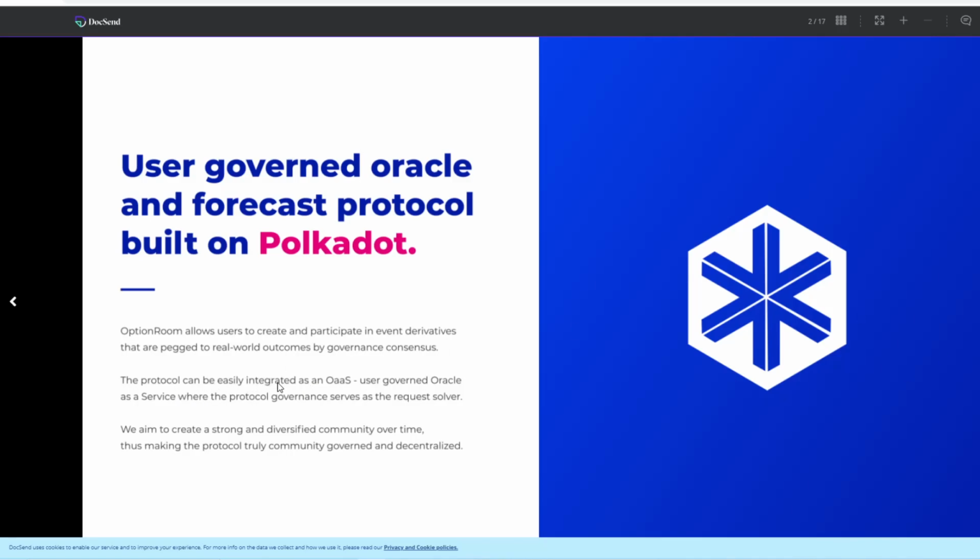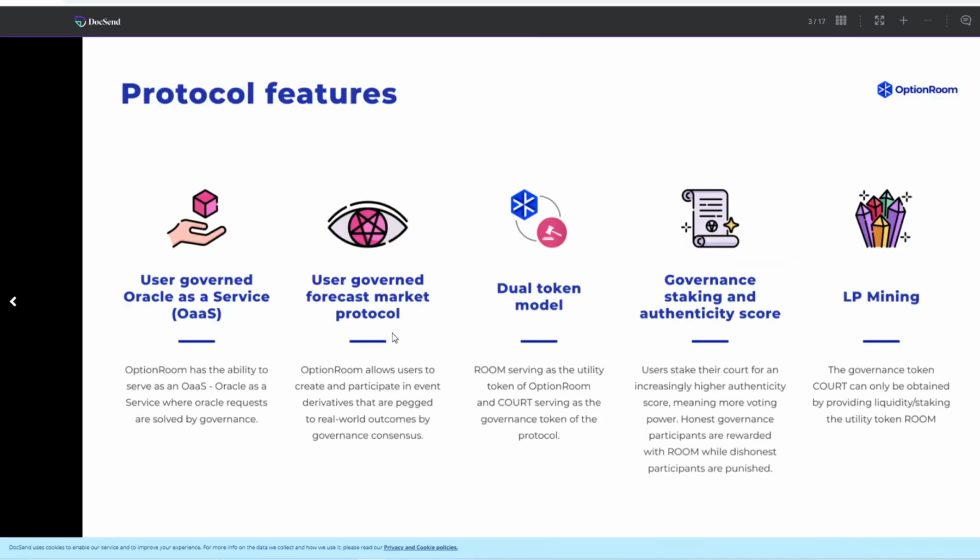The protocol can be easily integrated as an OaaS, a user governed Oracle as a service. Okay, so this is cool. Oracle as a service could be a subscription based type scenario, with protocol governance that they're using. So, user governed Oracle as a service, fine. User governed forecast market protocol. We're just working through the steps of their model.